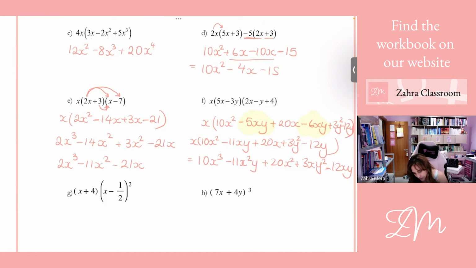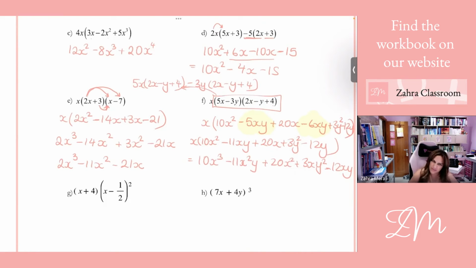Now, if you were struggling to open out this bit, another way that you could write it is you could have written 5x multiplied by that, because we're used to opening single brackets, minus 3y multiplied by that, and join them together. It's the same thing. If it helps you see it, then that might be a sensible way to do it. Okay.